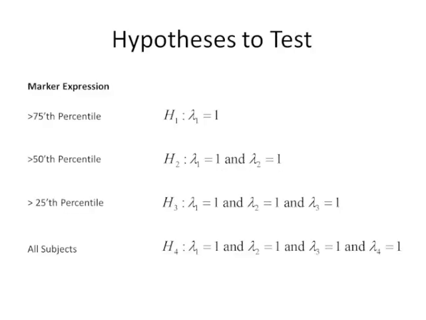The hypotheses that we're interested in testing are listed here. As you can see, they involve testing overlapping marker subsets. That is, we test for a treatment effect, hazard ratio less than 1, in subjects with marker expression greater than the 75th, 50th, and 25th percentiles, as well as in all subjects enrolled in the study.